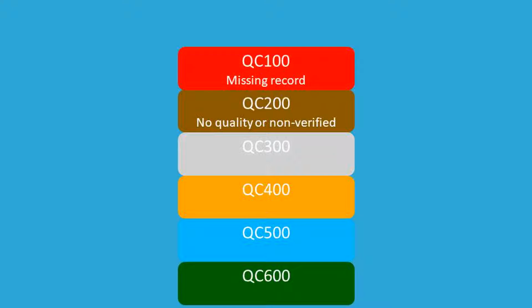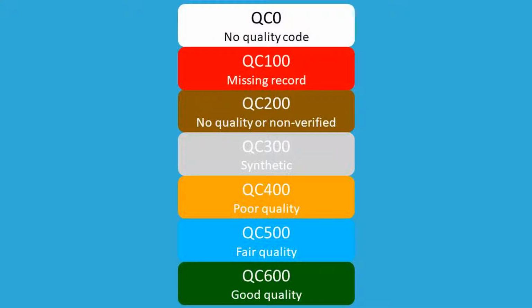QC200 can be thought of as for when you decide not to assign a quality code of 300 or above. QC300 is for synthetic data, and the rest are for poor, fair, and good quality data respectively. 0 is not in the standard, and whilst you wouldn't assign QC0 to your data, the software will assign it in the absence of anything else.